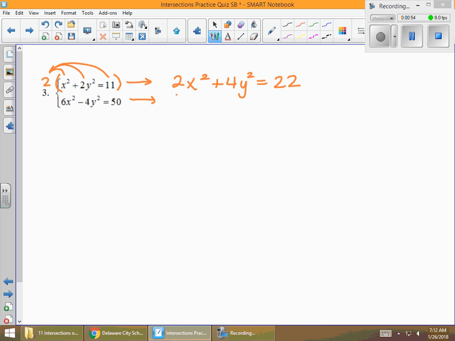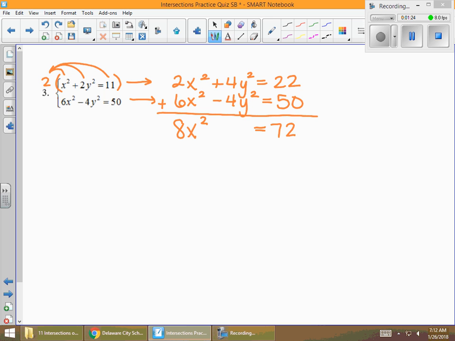And this bottom line I don't need to change, since I was able to get the 4y squareds to be opposite. So you want those opposites so that you can add. At this point, we are going to add our like terms. That gives me 8x squared. My y terms cancel, and on the other side of my equation, I have 72.